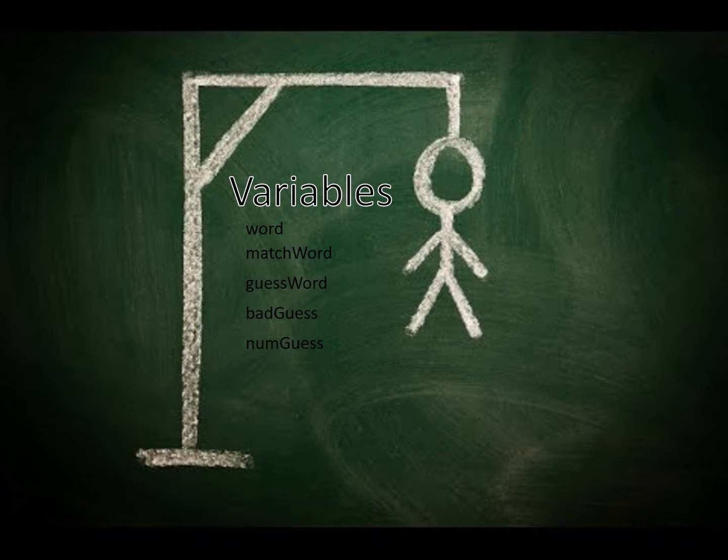We then must assign the variables that will be used throughout the main game. The word variable assigns the word to guess. The match word variable makes that word spaced out to match a guess word variable that will hold the progress of the guessed word. The bad guess variable keeps track of incorrect letters already used. Finally, the num guess variable stores the number of guesses left and is initially assigned to 6.